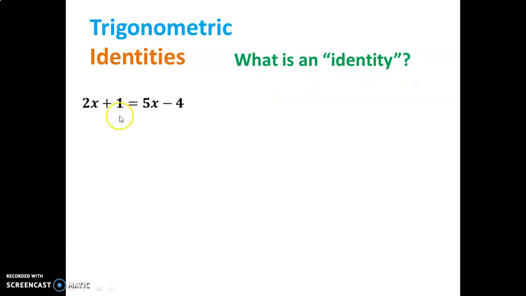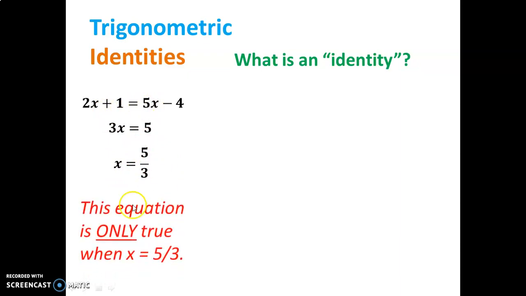Here's an example of an equation. Let's say we solve this equation. Simplifying it, 3x equals 5, x equals 5/3. So taking that equation, solving it, we get this answer. That means this equation is only true when x is 5/3. That means if you substitute 5/3 on both sides, it will be equal. If you substitute any other value for x, it won't work. So this only works in this specific case.